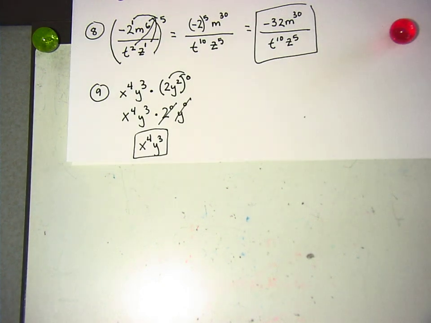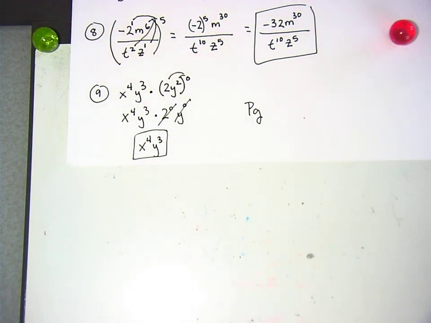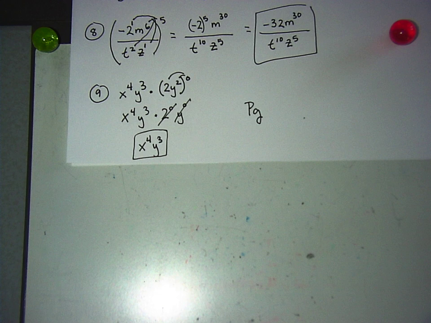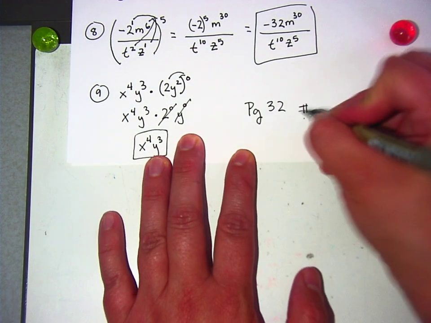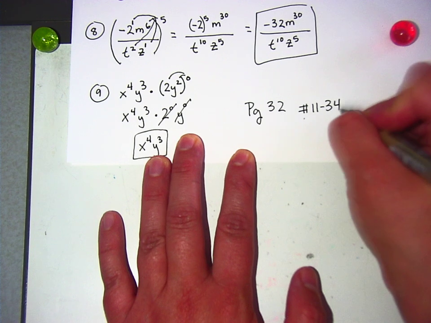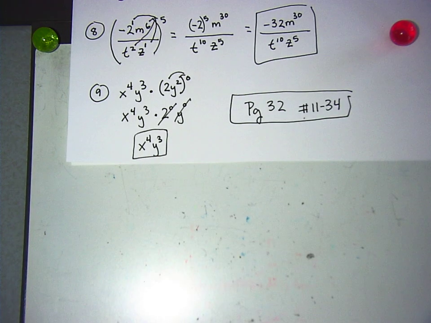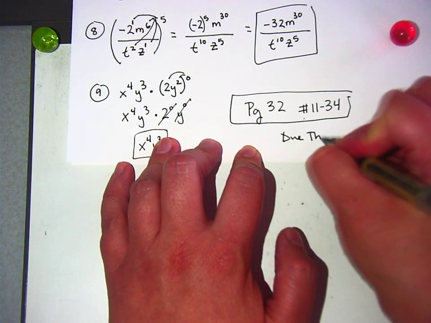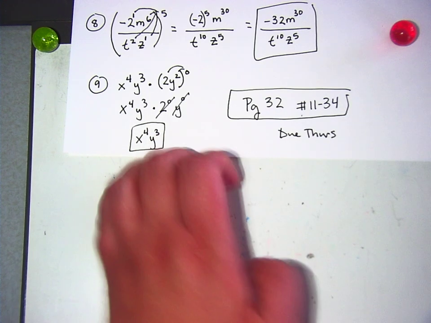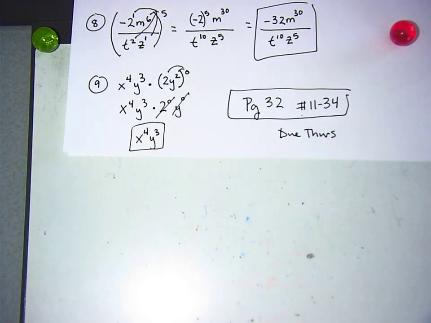Your homework is page... And you remember how I said I was going to be nice today? I'm actually going to be nice. Page 32, numbers 11 through 34. These ones are just as fast as what we just went through. Some of them are very fast. But this assignment is due on Thursday. In the next 2 days, this section is really long, so every day I'll just add a few more problems. So I'm starting with 11 through 34.